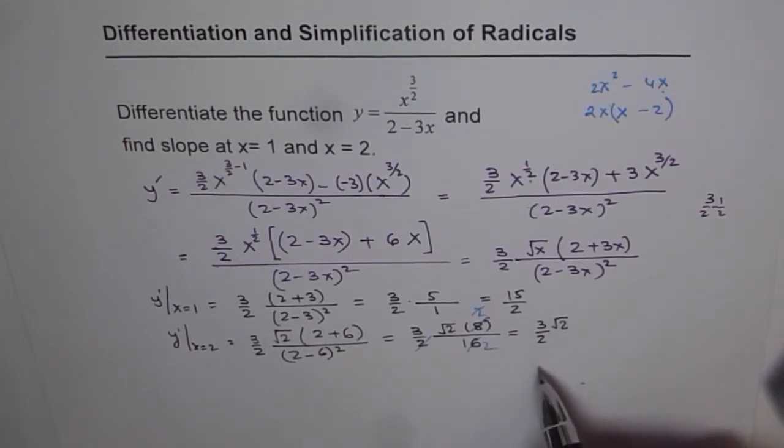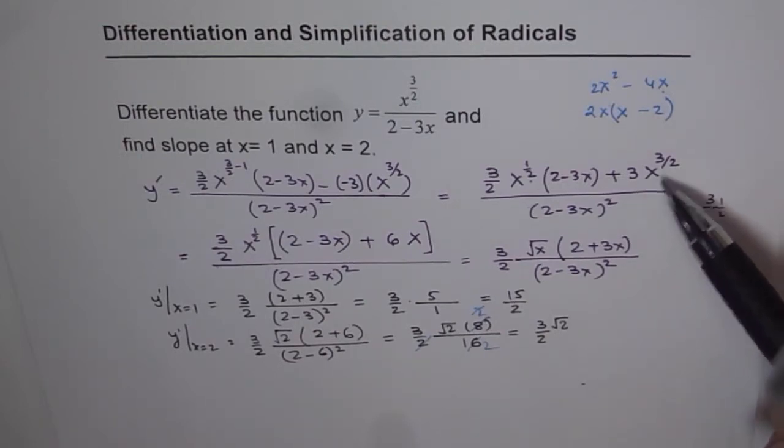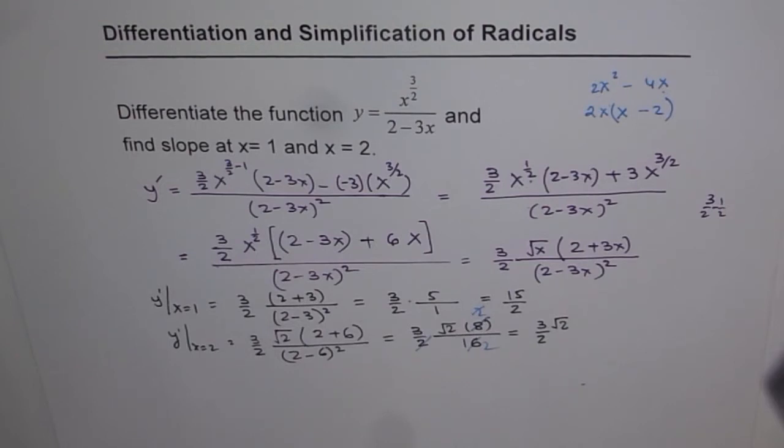So these are our slopes at x equals 1 and at x equals 2, okay? So the important thing here is how to simplify this radical. Have a good look at it, and then you can of course plug in the values and get the answer.